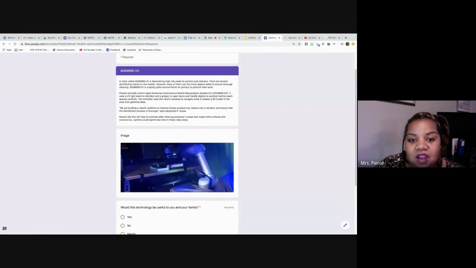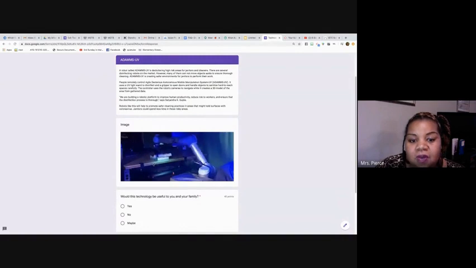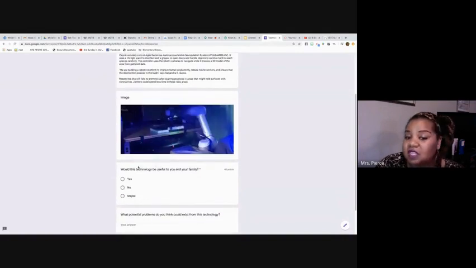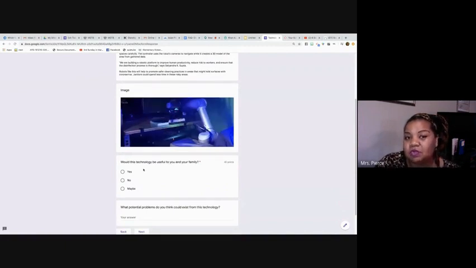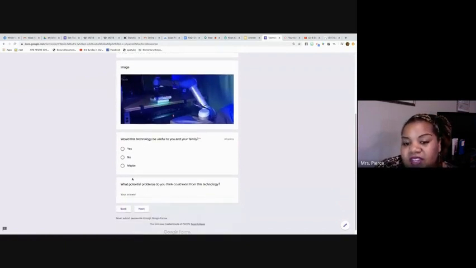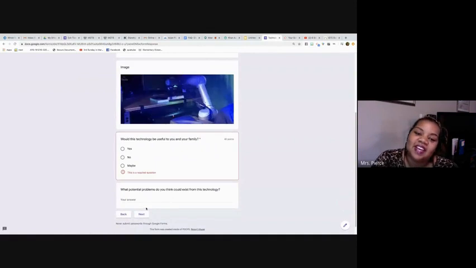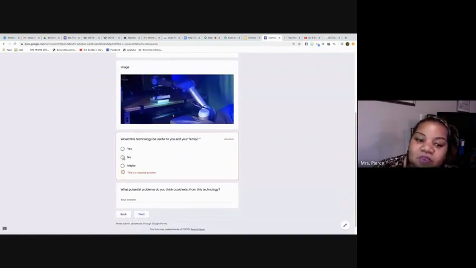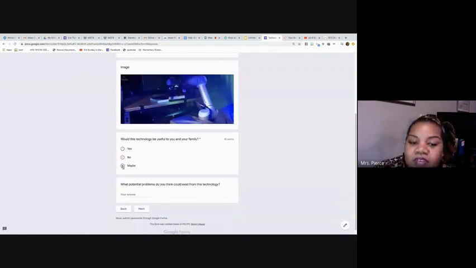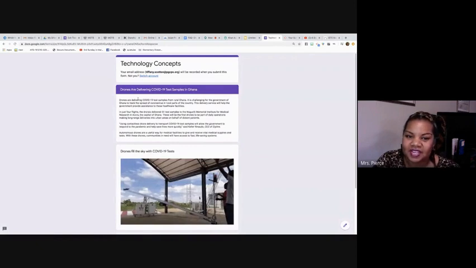It looks just like an arm. Look at this picture, y'all. Wow. So then tell me, would this technology be useful to you? Okay, and then tell me what potential problems you think could exist from this particular technology. And let's go. So this one says required. So we're going to click whatever you think. I'm just going to click maybe. Y'all click whatever you think is helpful, or maybe yes. All right, let's go. All right, next.